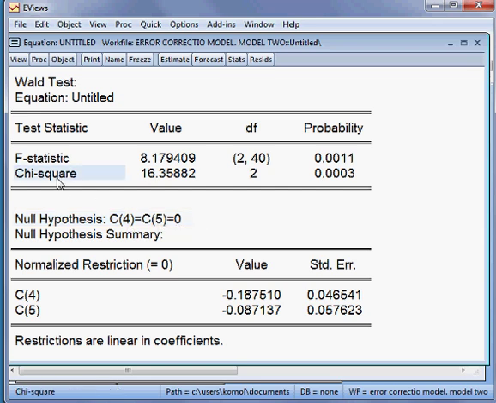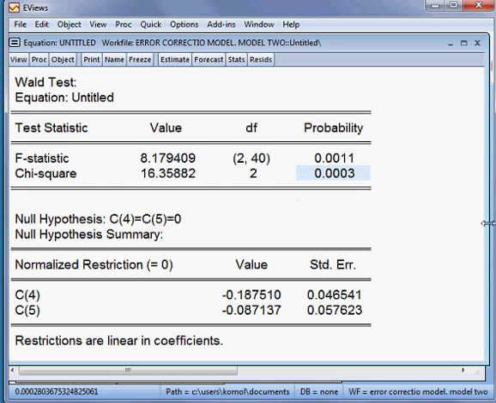This is the result, this is the chi-square value, and this is the probability. The probability is less than 5%, so we can reject the null hypothesis and accept the alternative hypothesis, meaning that GDP lag 1 and GDP lag 2 can affect our dependent variable, the lending rate, which is LR, and that is happening in the short run.